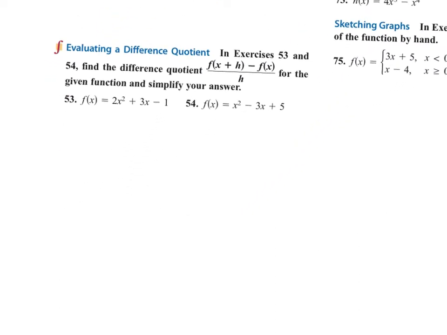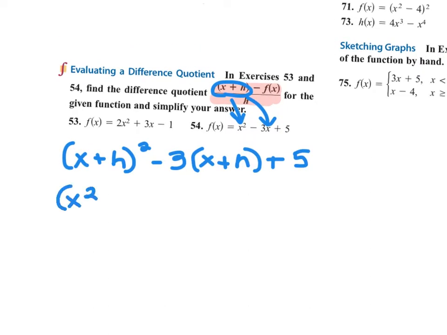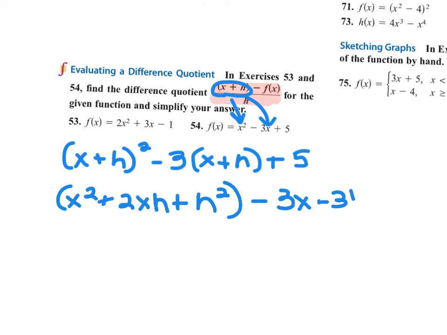Okay, the next one was your difference quotient. So remember that you need to memorize that this is your difference quotient, f of x plus h minus f of x all over h. The first thing I'm going to do is take x plus h and plug it into both x's there. So x plus h squared minus 3 times x plus h plus 5. We've done this so many times that you may already know that this is x squared plus 2xh plus h squared. If you don't, then you're going to have to FOIL that out. Minus 3x minus 3h plus 5.